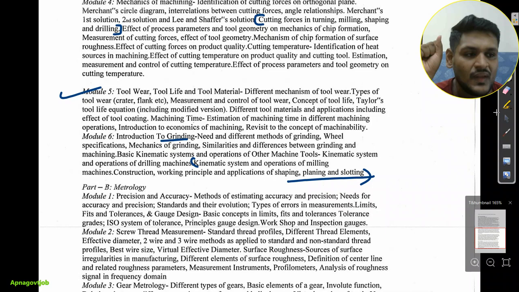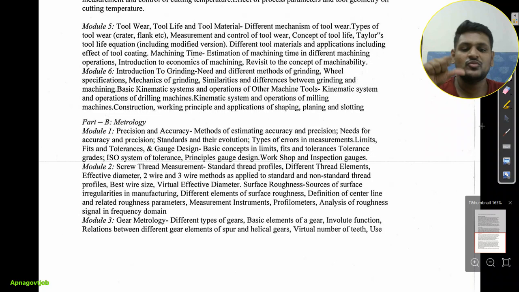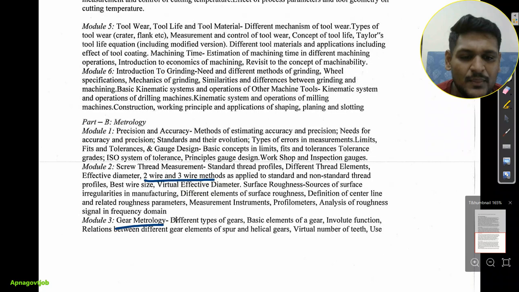Then the next part is your metrology part. Basically in metrology, they also want knowledge of metrology from you. So in this, what you can do is precision, accuracy, methods of estimating. If you studied this much syllabus before also for mechanical, because few computer exams ask this, then you can revise the things, otherwise no need to touch it now. From here what you can do, basically two wire and three wire methods are there, they can use. Gear metrology you can do. Then types of error in measurement, leave this.